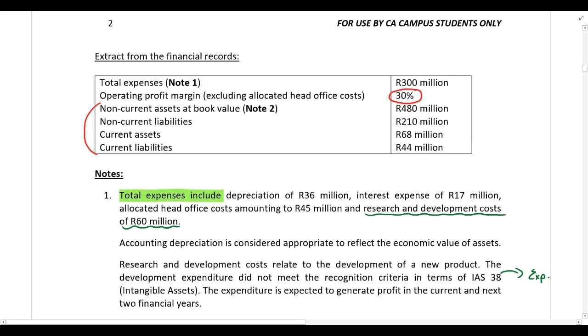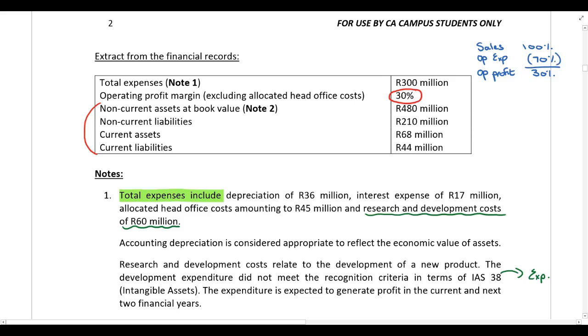How would operating profit be calculated? We would calculate operating profit by taking sales, deducting operating expenses, and that would leave us with operating profit. If we look at the maths logic, sales would be 100%. We know that the operating profit margin is 30%, so that means operating expenses must be 70%.